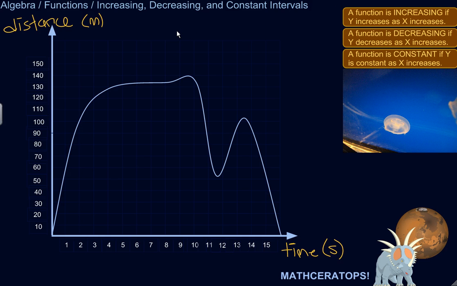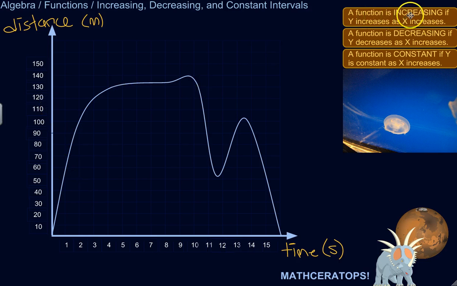So a function is increasing if y increases as x increases. So this goes back to the concept of slope. This is so elemental to everything. Slope is the change in y over change in x, the ratio of how quickly y is changing versus how quickly x is changing. So a part of a function that has a positive slope is an interval in which the function is increasing.